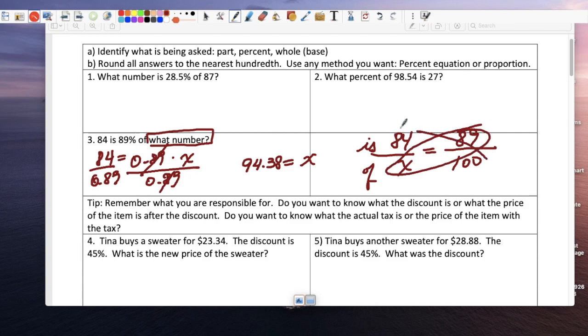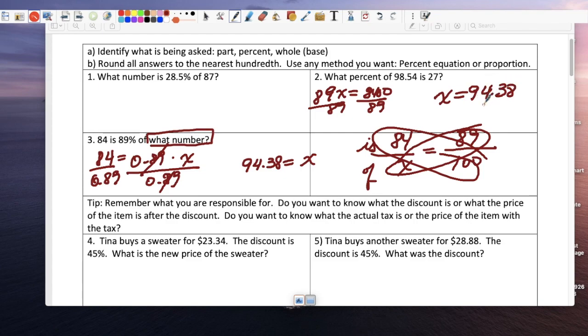We can cross multiply, we get 89x equals 8400. And I divide by 89, divide by 89. So notice that when I divide, 84 divided by 0.89 is the same thing as dividing 8400 divided by 89. So 8400 divided by 89 equals, and you can see that your calculator is going to give us 94.38, rounded to the nearest hundredth, right?